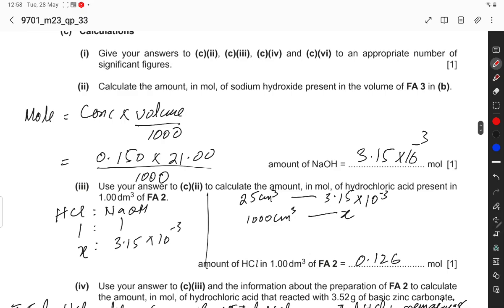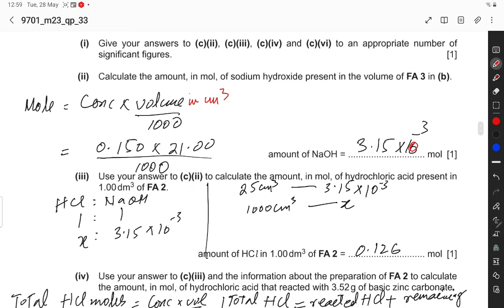So moles are equal to concentration times volume in centimeter cube divided by 1000. The concentration is 0.150 and the volume is 21 centimeter cube, divided by 1000. So the amount of moles is 3.15 times 10 raised to minus 3.